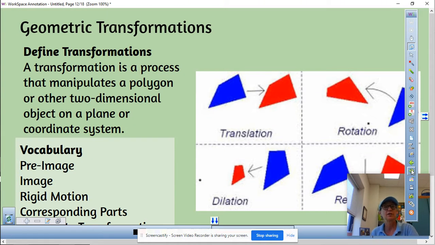Hey, today we're going to talk about geometric transformations. Well, first let's discuss what in the world is a transformation. Well, in geometry, a transformation is just when you have a shape like this and you move it. And there are different ways that you can move it.